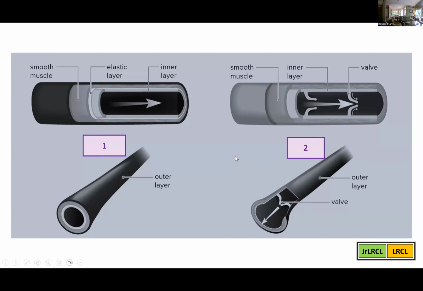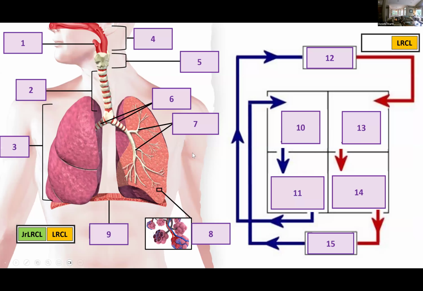Which is an artery, which is a vein? You tell me, what's this one? This one's going to be an artery, and the way you know is the valves are in the vein and the vein's walls are thinner. The walls of the artery are really thick and there's no valves. Be sure that you can do this diagram.